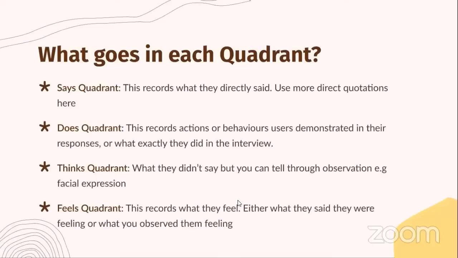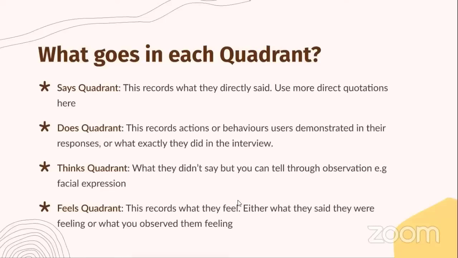And then the does quadrant records actions or behaviors users demonstrated in their responses, or exactly what they did in the interview. Now, let's first explain what they demonstrated. It means that, say, for example, you ask them, what did you do in that situation? So when they tell you what they did, you note it down and then you put it in the does quadrant of your empathy map.